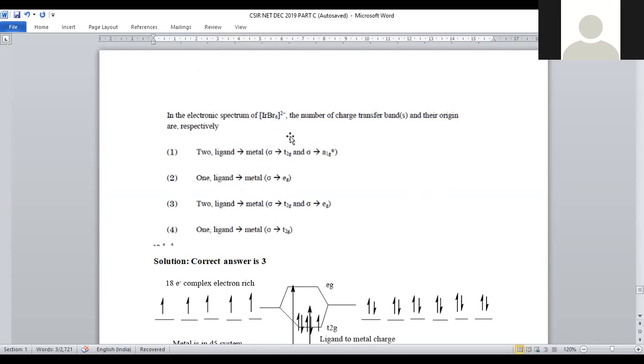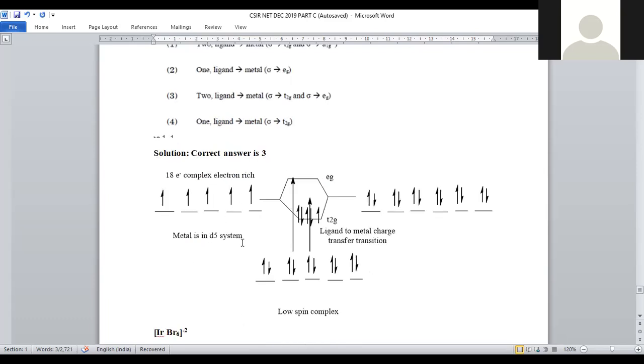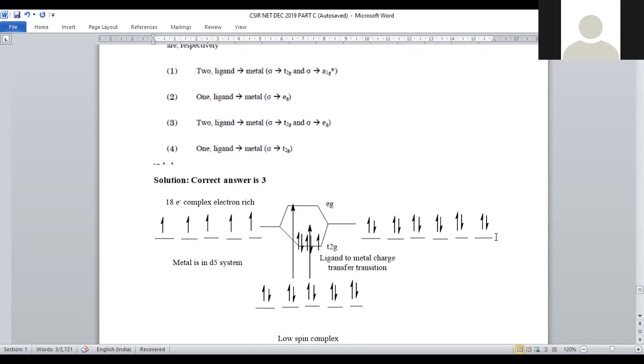Iridium is part of the D7 system, cobalt, rhodium, iridium. But here iridium is present in the +4 oxidation state. Hence, the total valence electrons in the iridium becomes only 5. So here 5 electrons will be there in that iridium complex, and each bromine contributes 2 electrons. 6 bromines are there, 6 into 2, a 12 electron count will be given by the bromine ligands. So 12 electrons are donated by the ligands, and 5 electrons by the metal, that is iridium in the +4 oxidation state.